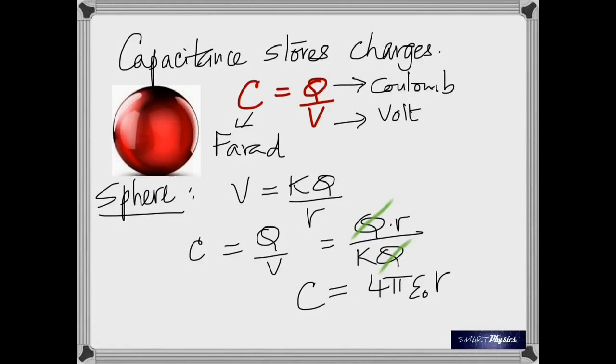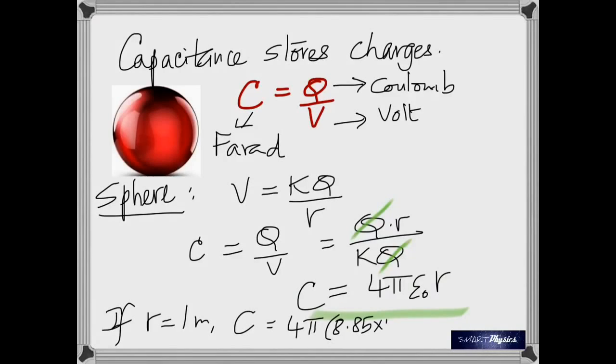So the k in the denominator really flips and becomes 4 pi epsilon naught times the radius. Remember that r is the radius of the sphere. So if we assume that a particular conducting sphere has a radius of 1 meter, let's go ahead and calculate its capacitance.